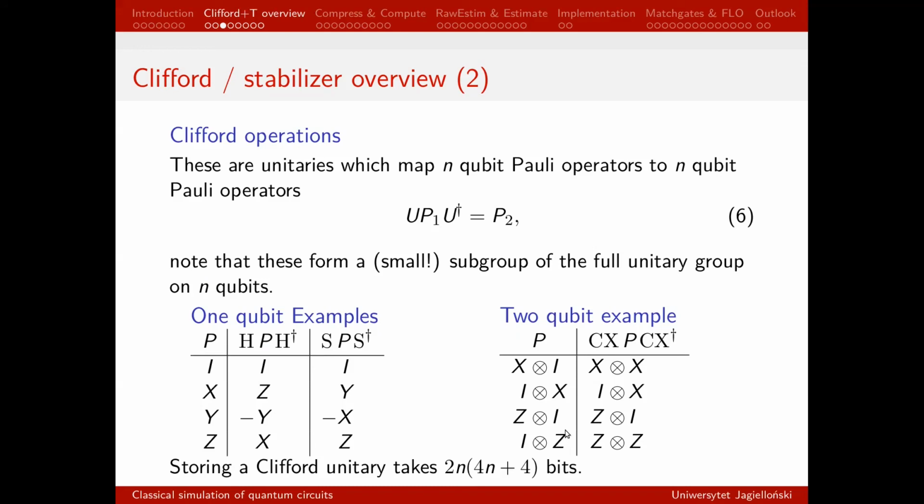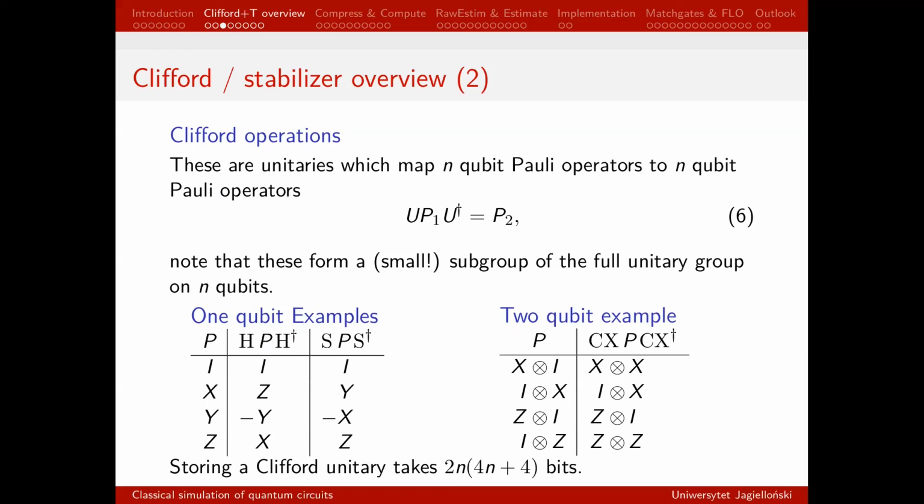Yeah, and you can store a Clifford unitary in a polynomial amount of space as well. All you do is store what the unitary does to a set of parities which generate the full parity group. So for example, if you store what it does to all of the X's and all of the Z's, then you can just take products of those to work out what it does to anything else.